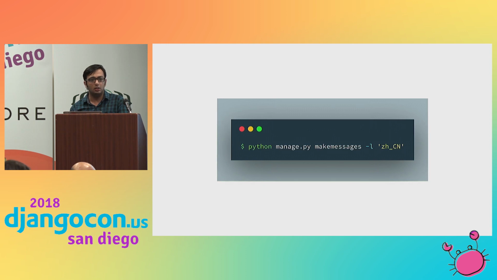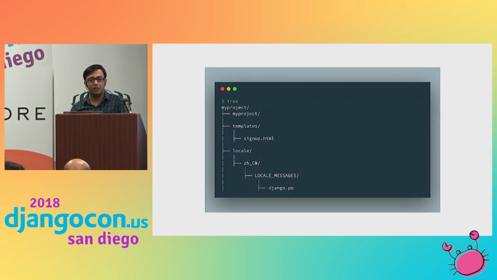Once we do this, we'll see something like this. In our project directory, there would be a folder named locale. If you remember, in the settings, we already mentioned the path of the locale folder. So this is how it comes into play. We have the locale folder. Inside that, we have this zh_CN folder because we just executed the command. Inside it, we get the LC_MESSAGES directory, and inside it, we get the django.po file. Done.